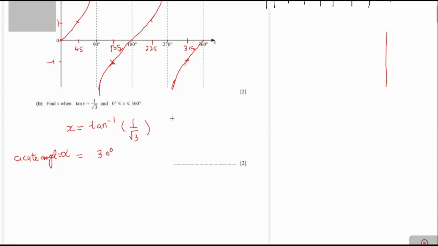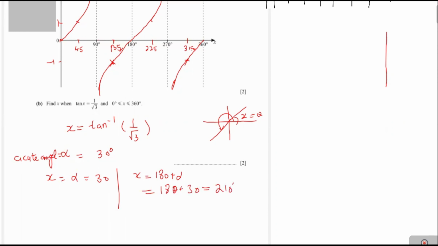Now you see here tan is positive. Tan is positive in the first quadrant and the third quadrant. In the first quadrant, x equals alpha, that's equal to 30 degrees. In the third quadrant, x will be equal to 180 plus alpha. Now we can write it as 180 plus 30, and that's equal to 210 degrees. And this is the answer.